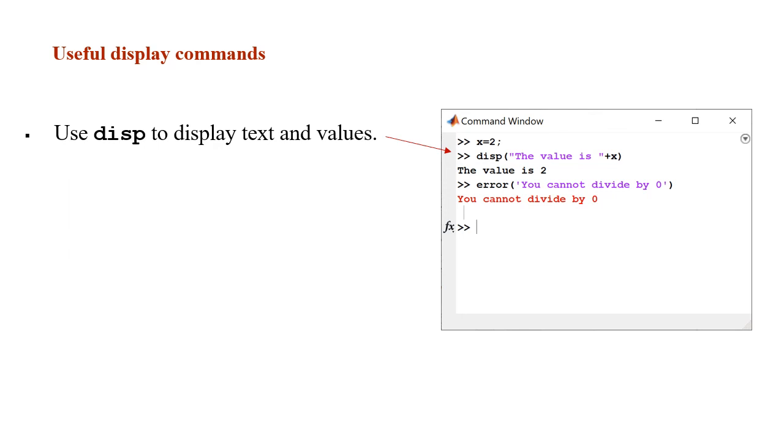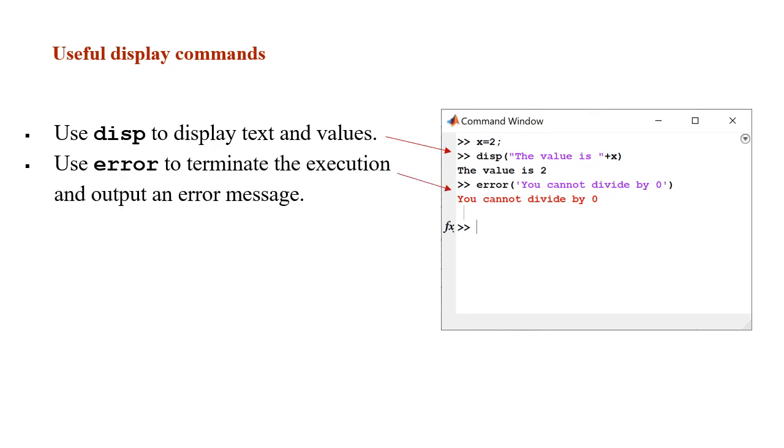Or if you designed a matrix multiplier, a function that multiplies matrices, the first thing you need to check is the inner dimension agreement. You can check if the number of columns of the first matrix does not match the number of rows in the second matrix. You're going to output an error message saying inner dimensions must agree, and then the code will terminate. So remember that the function error will not only output an error message in red, but it will also terminate the execution.